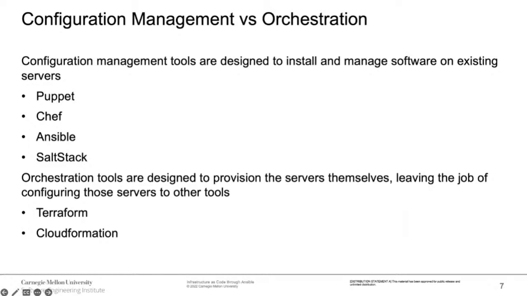So for example, configuration management versus orchestration. Configuration management tools are really tools that, if you've been working in this space for a while, are the ones that allow you to configure, install, and manage the software on existing servers, right? So these are tools like Puppet, Chef, Ansible, or SaltStack. Orchestration tools are tools that allow you to provision the servers themselves, and they oftentimes leave the job of configuring those servers to other tools, so things like Terraform or CloudFormation.